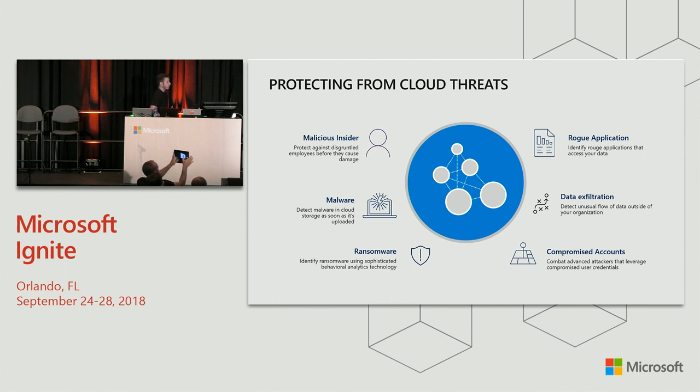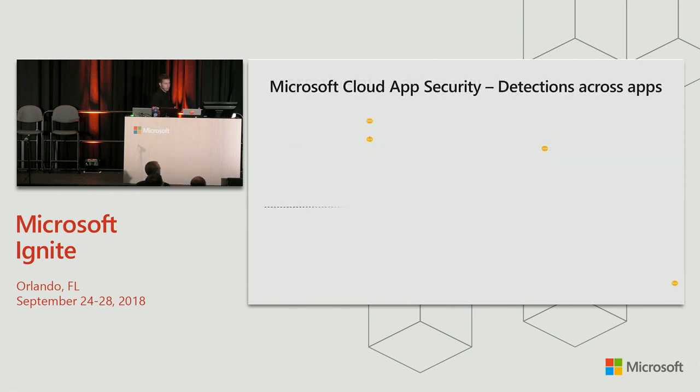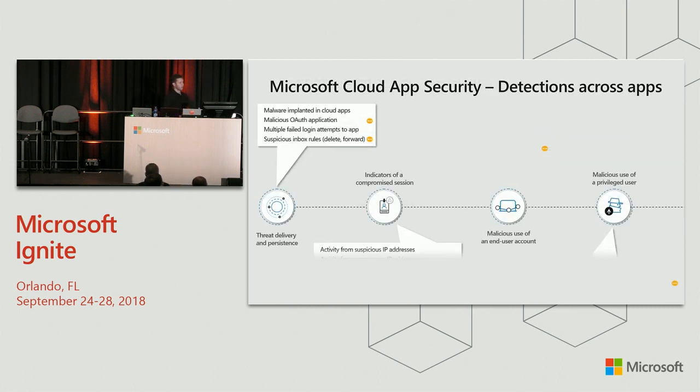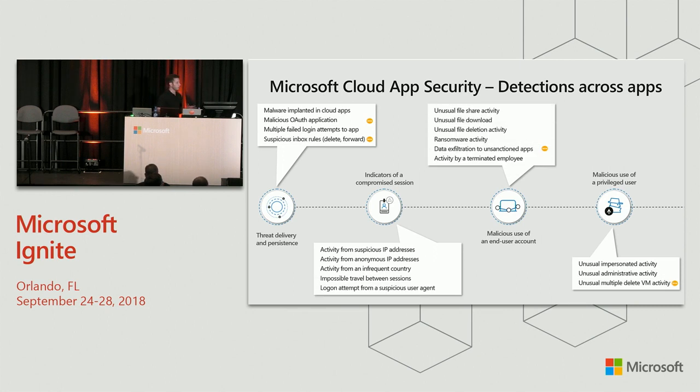And two other scenarios that we focus on are data exfiltration and compromised accounts, where we look at attacks from the outside also. When we look a little bit deeper at the different detections that we have in place, we can look at it based on what we're looking for. Sometimes we look for the threat delivery and the persistence mechanism. Sometimes we look for indicators of a compromised session. We look sometimes at the malicious use of an end-user account and also the malicious use of a privileged user.